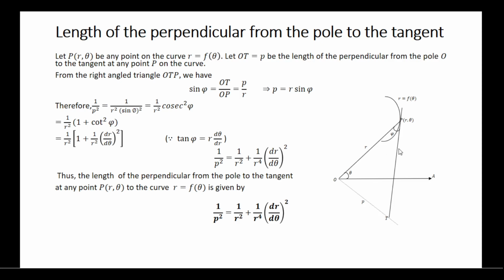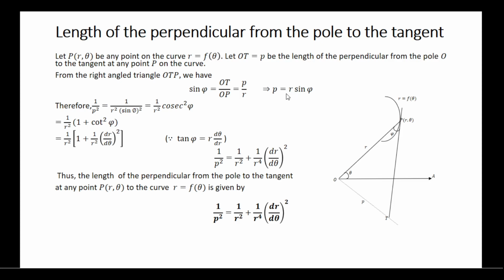Now consider the right angle triangle OTP. From this, find out sin phi. What is sin phi? Sin phi is nothing but opposite side by hypotenuse, that is OT divided by OP. OT is represented by p and OP is represented by r. So you will have p divided by r. Now cross multiply this, you will get p equal to r sin phi. This is one of the forms of the length of the perpendicular, that is p equal to r sin phi.